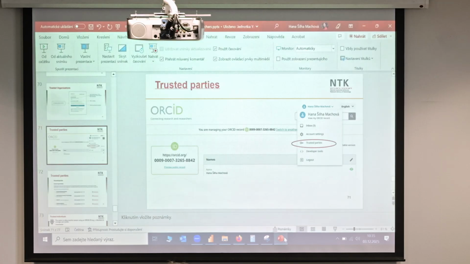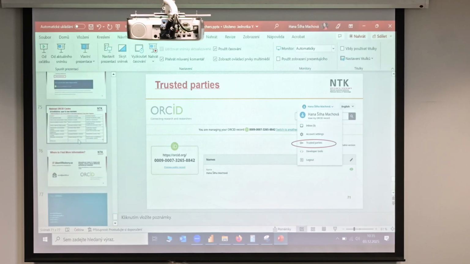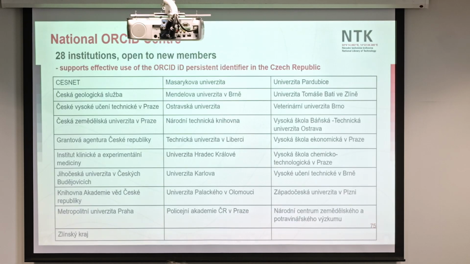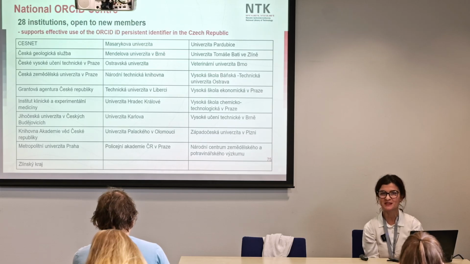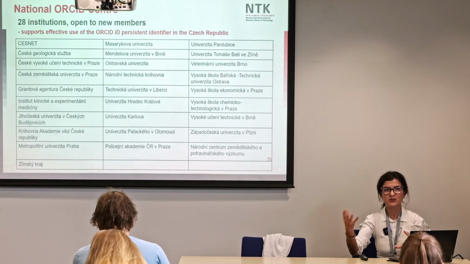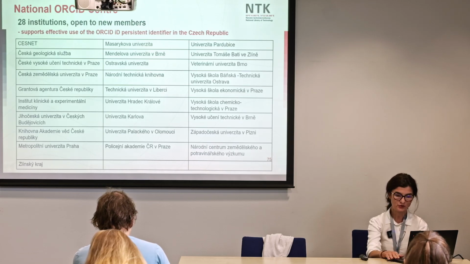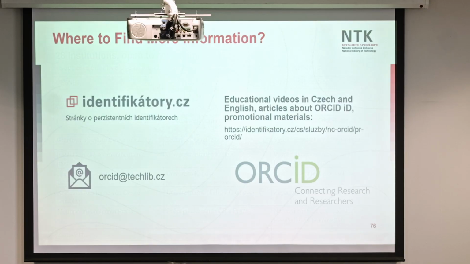And last but not least, let me only briefly tell you that here in the Czech Republic, we have the National ORCID Center, which is, let's say, the ORCID Consortium. Here you can see 28 members of the consortium, and we are encouraging those institutions to have integration into their systems, so they can add new information to your profiles. So this is basically the list of those institutions.